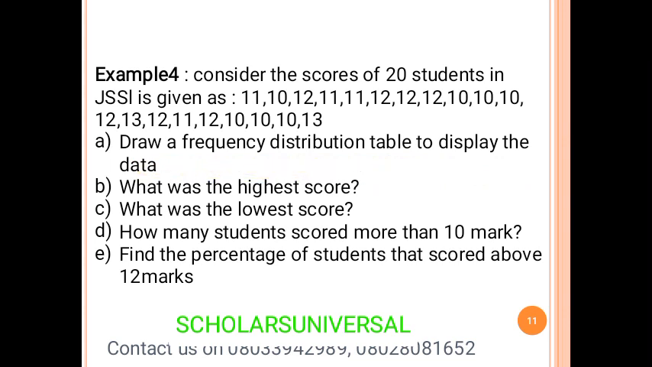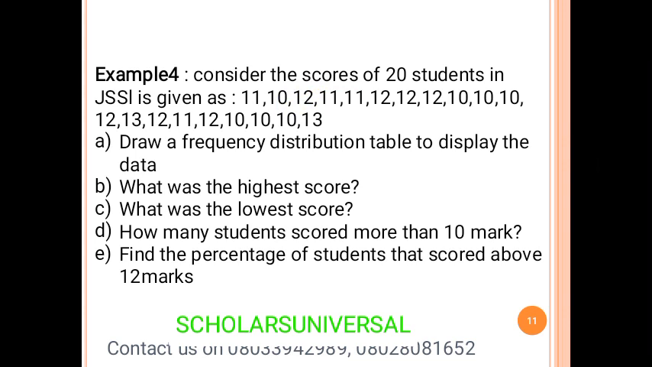Name what is the highest score? What was the lowest score? How many students score more than 10 marks? Find the percentage of students that score above 12 marks. The first question is to draw the frequency table. So let's see how we can turn this into a frequency table.